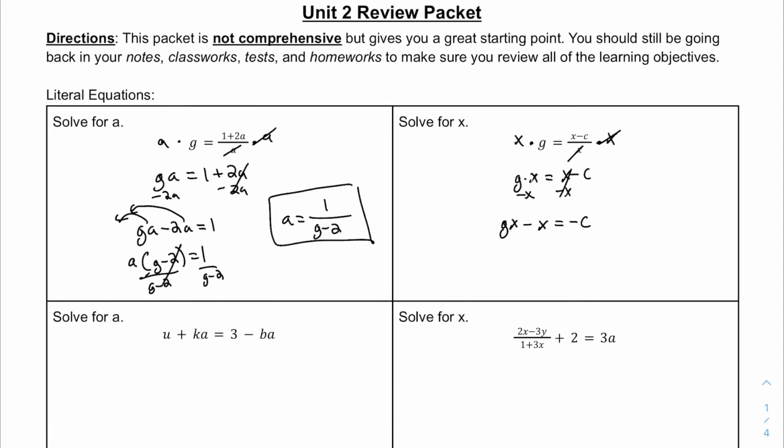I'm left with gx minus x is equal to negative c. Now here I can factor out an x, and I want to remember that just having minus x is the same as minus 1x. So when I factor out my x, I'm left with x times (g minus 1) equals negative c. And here I will divide by g minus 1. We'll get x is equal to negative c over (g minus 1).